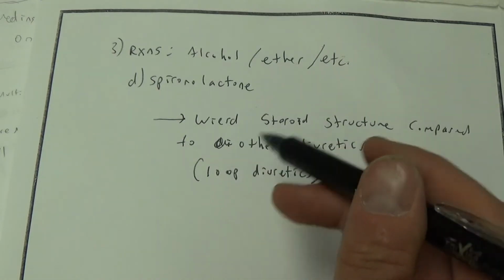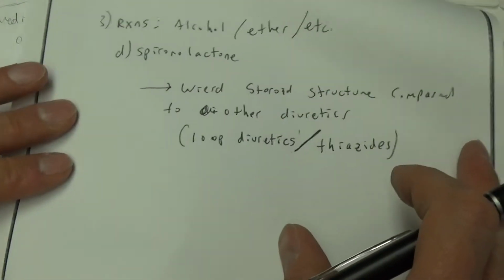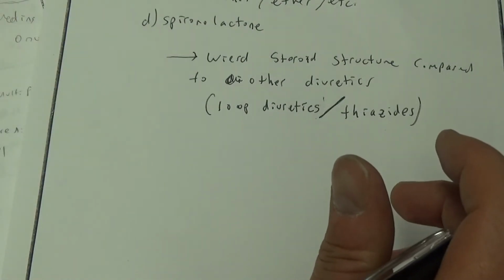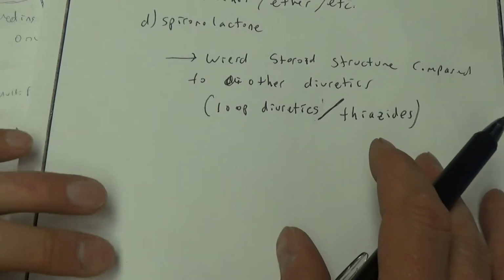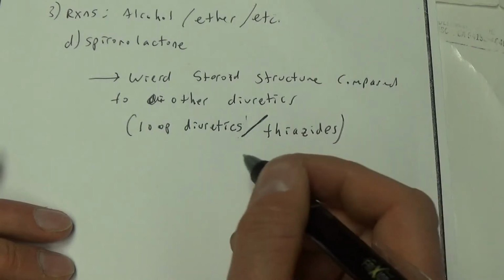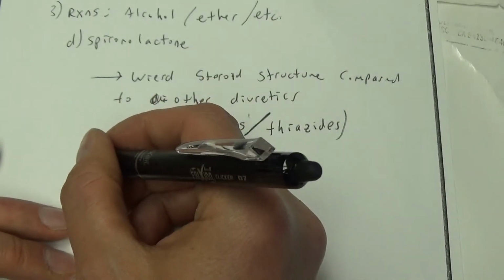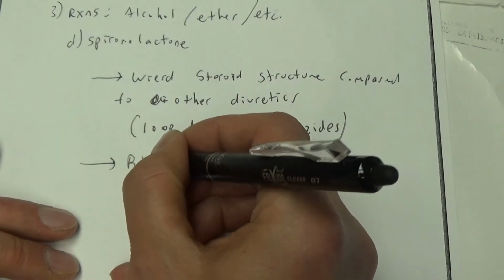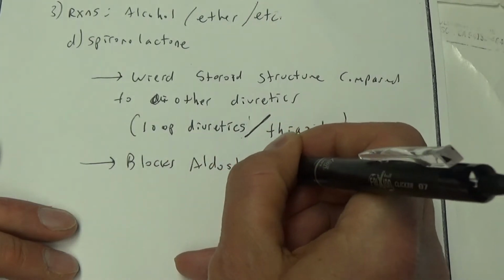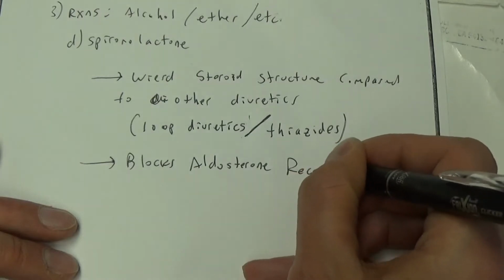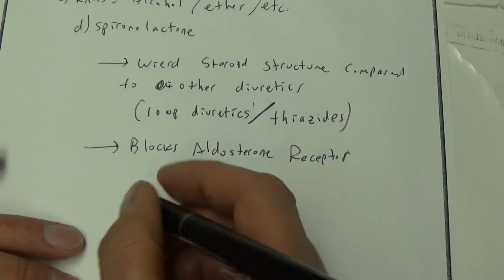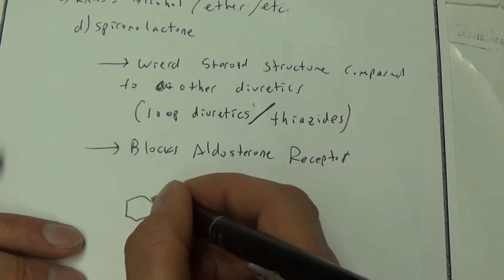So let's just show the structure of spironolactone versus aldosterone. It's a fun thing, and you can see that they're both steroids, and that explains the activity of spironolactone. So, like I said, spironolactone blocks the aldosterone receptor. We'll mention again what it does in a second. Spironolactone is this steroid.